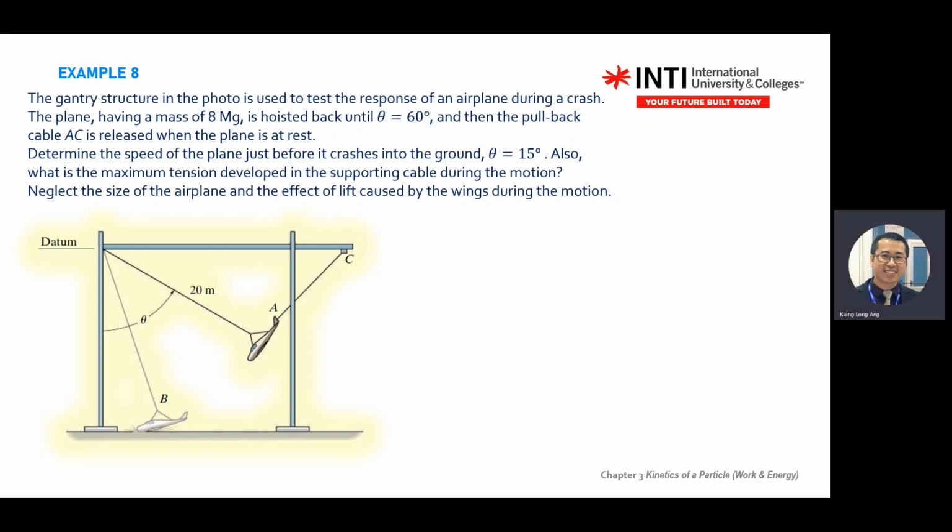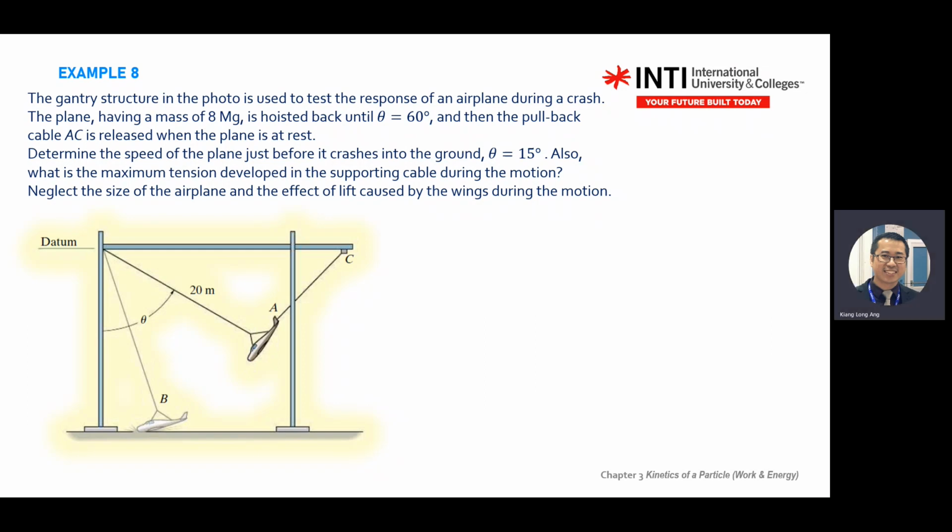So here v initial is 0. Determine the speed of the plane just before it crashes at B, when the angle here is 15. Also, what is the maximum tension developed in the support cable during the motion, which is here? Ignore the size and the effect of lift caused by the wing during motion.